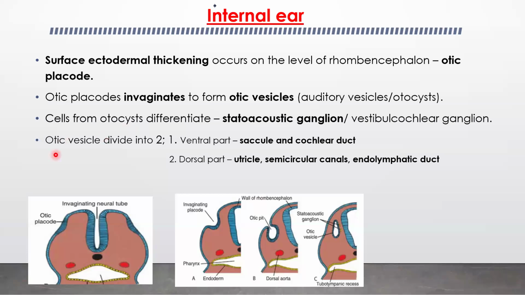So the otic vesicle divides into two. This is the otic vesicle, which is now invaginating into two. It will invaginate, then it will divide into two, of which now the ventral part. So this is the ventral part. The ventral part will form the saccule and the cochlear duct, and then the dorsal part will give us the utricle and the semicircular canals and the endolymphatic ducts.